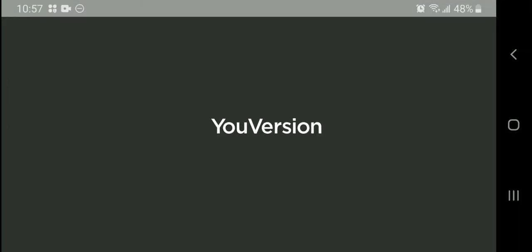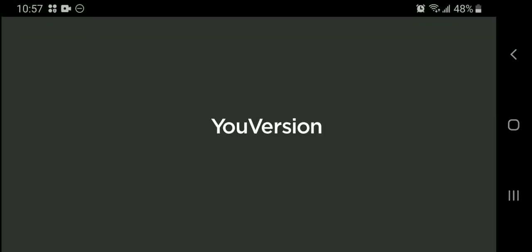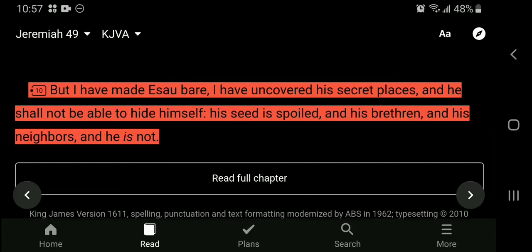All right. Let's first go to Jeremiah, the 49th chapter, verse 10. And it reads, But I have made Esau bare, I have uncovered his secret places, and he should not be able to hide himself. His seed is spoiled, and his brethren and his neighbors, and he is not. Alright, so the Most High is exposing Esau. And how is he doing that?